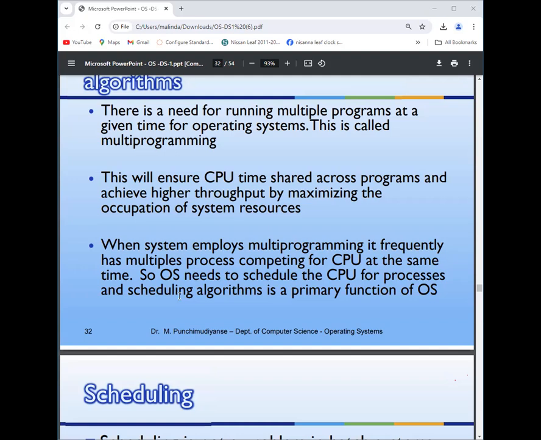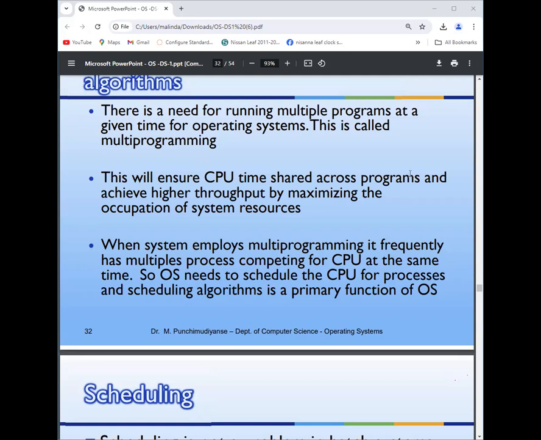So this scheduling, that means which process runs next on the CPU, is sort of a problem that is there at the same time.